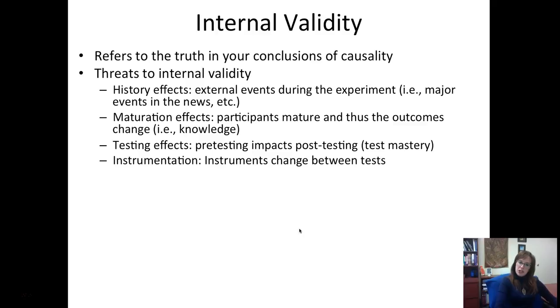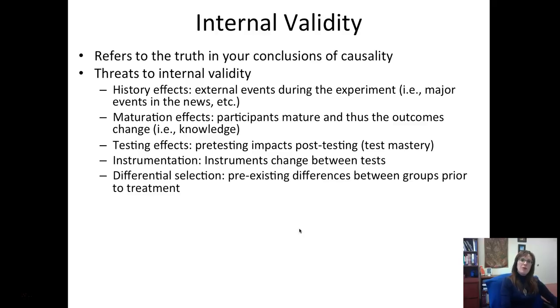If your instruments change at all between tests, this can be a really difficult thing in terms of being able to conclude truthfully that there was a causation between one variable and another. If you're measuring two different outcomes, for example, at each time period, or measuring the same outcome in two different ways, then that can be problematic.